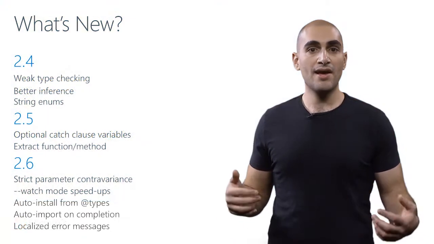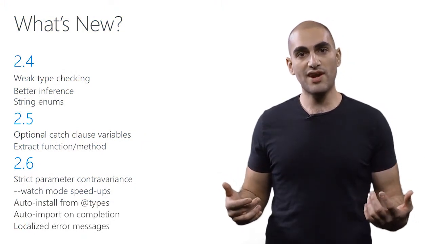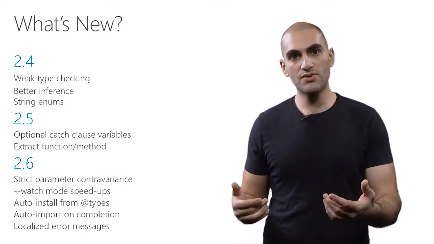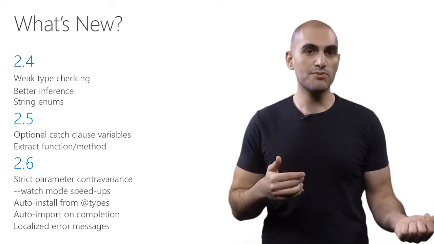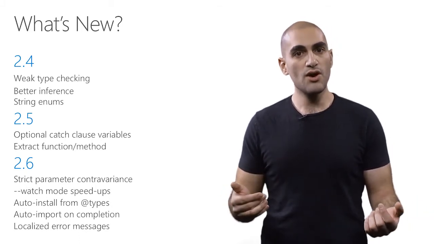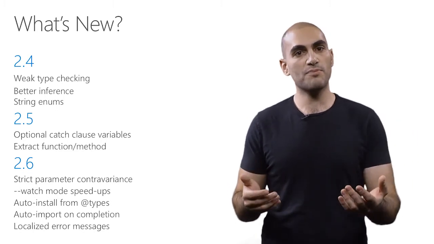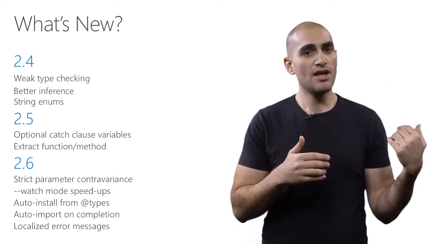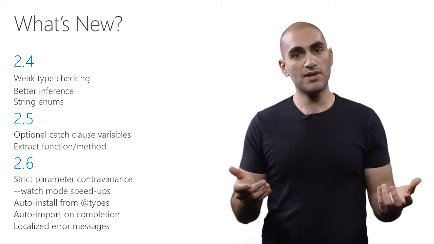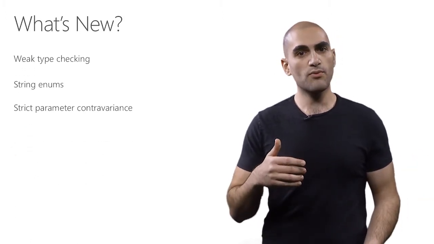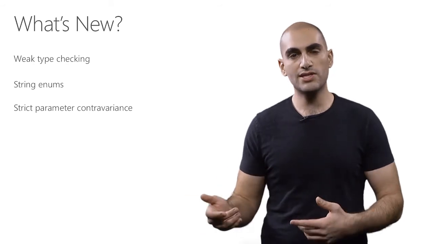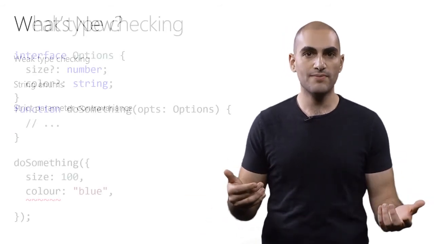TypeScript has been releasing at a relatively rapid rate, so when we think about new features, we're not necessarily just talking about the latest version. While we've released TypeScript 2.6 pretty recently, we've got awesome features going back to TypeScript 2.4 as well. More than we probably have time to talk about, but we can go over some of the highlights. Specifically, we'll go over weak type checking, string enums, and strict contravariance checks on parameters.